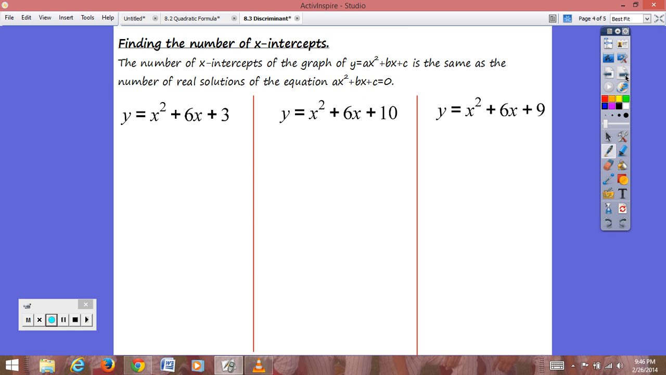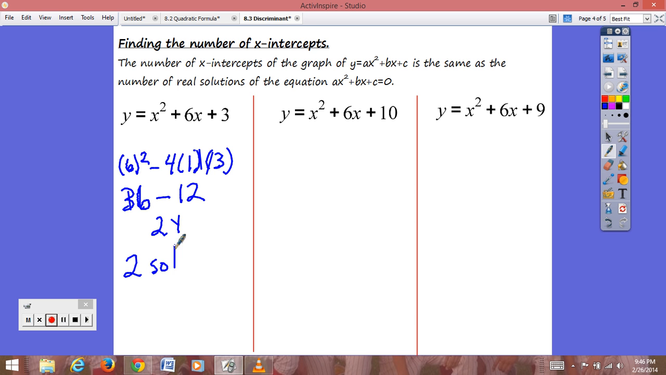So 3 more examples, and we are just going to use our discriminant to find the number of real solutions that these are going to have. We're not going to sketch them. We're just going to find if our answer is positive, negative, or 0, and that'll tell us how many solutions we have. So we have 6 squared minus 4 times 1 times 3 gives us 36 minus 12, that's 24, so we have 2 solutions.